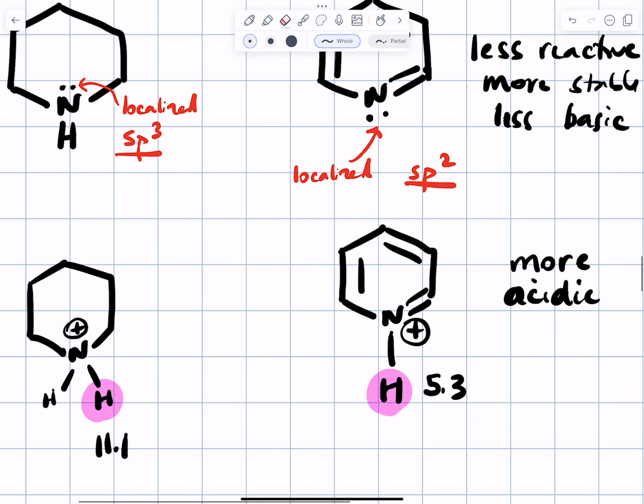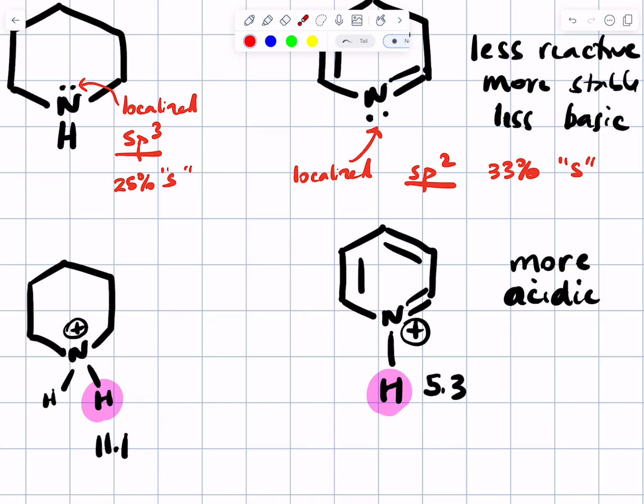Apparently, having more s character matters. The sp2 orbital has 33% s character, whereas the sp3 has 25% s character. I think I said that wrong. sp2 has 33%, sp3 has 25% s.